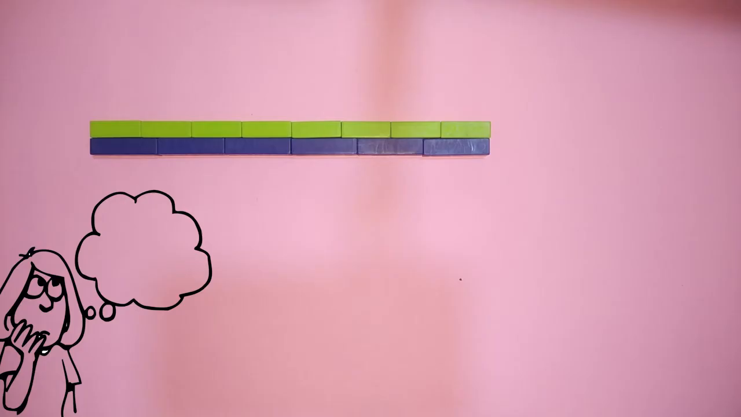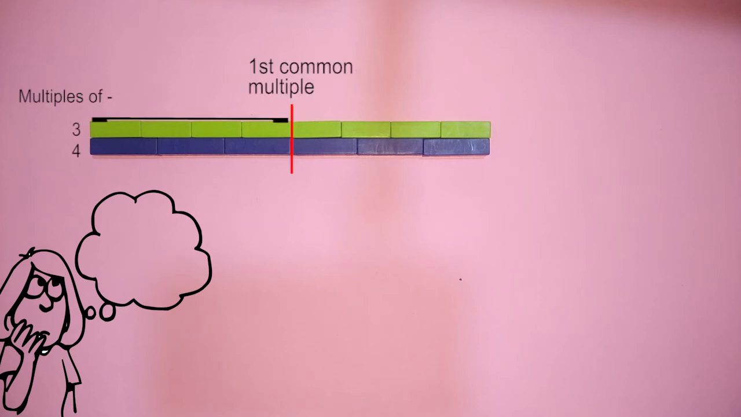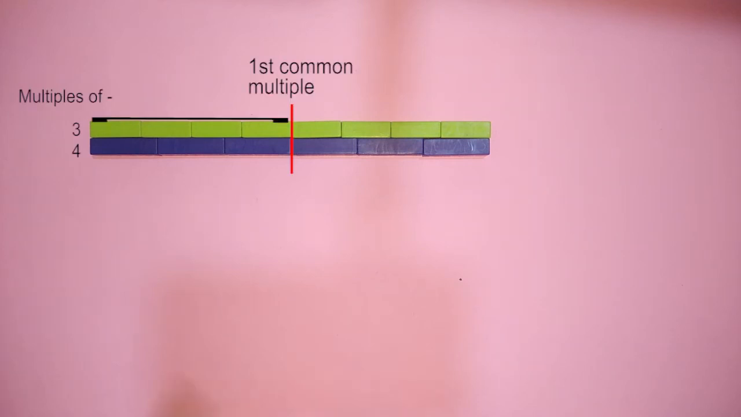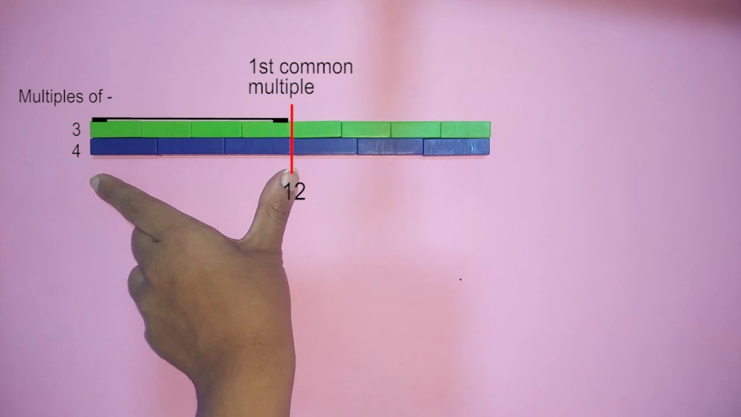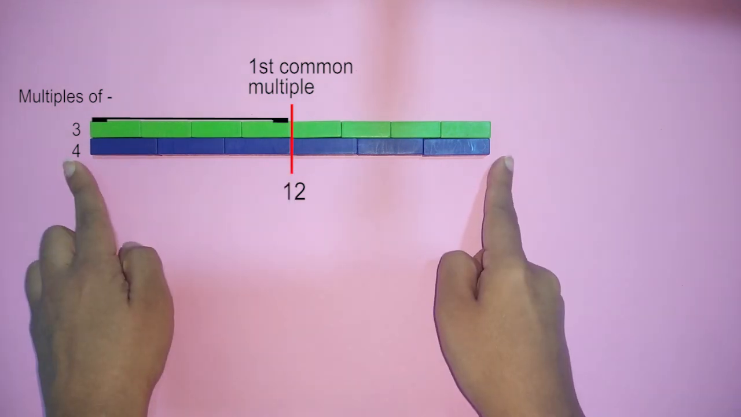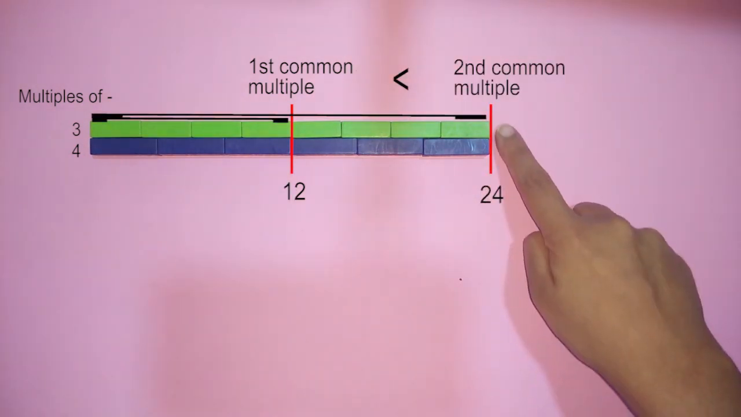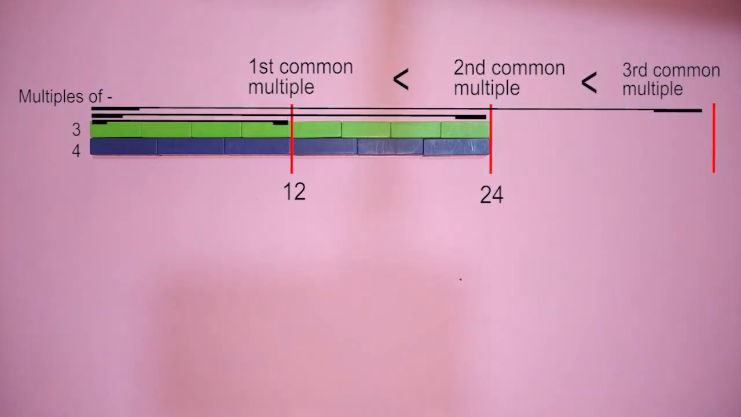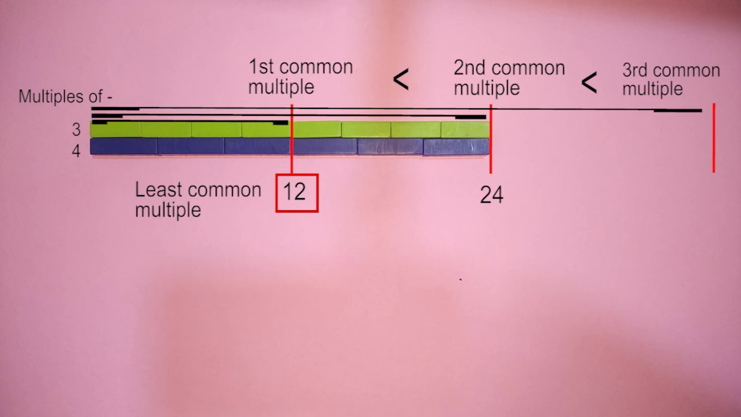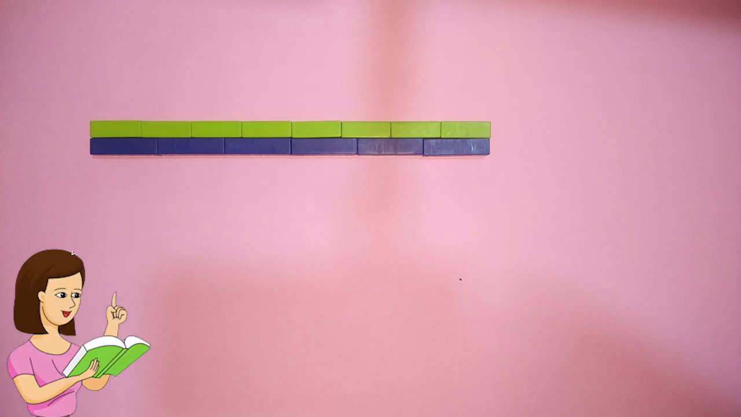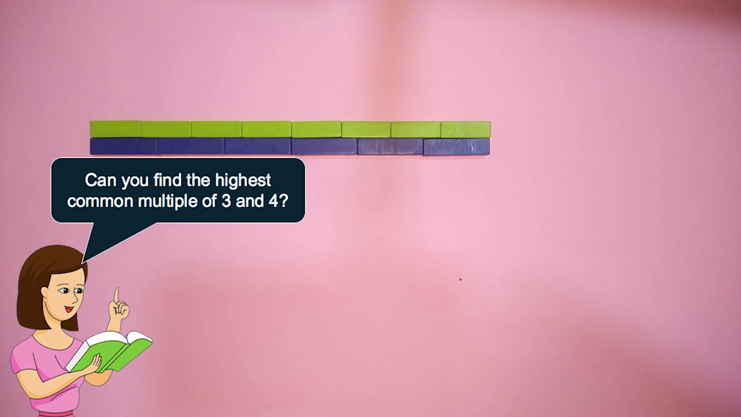Now think about this. We just saw that the first common multiple of 3 and 4 is 12. Well, of course, 12 is smaller than the second common multiple. And it's quite obvious that the third common multiple will be larger than the second one. So really, what we are saying is that the first common multiple of the two numbers is actually the least common multiple. Now ask your student if they can find the highest common multiple of 3 and 4.